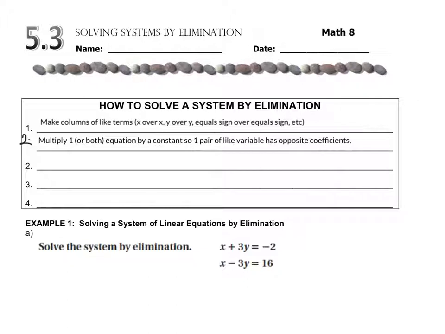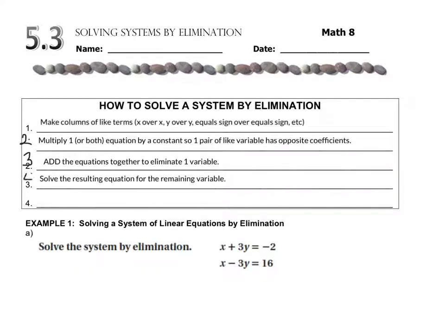So then we go on to the next step. For step three, now what we do is we add the two equations together. Because one is opposite of the other for the coefficients, we'll eliminate one of the variables. So maybe the x's are eliminated, or maybe the y's are eliminated.